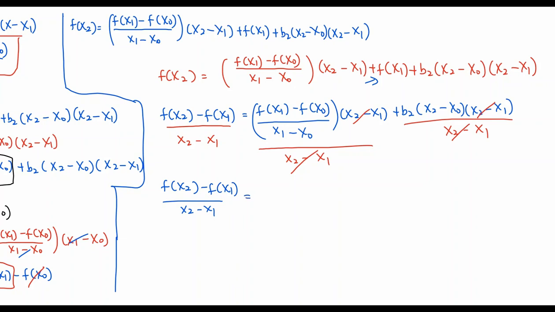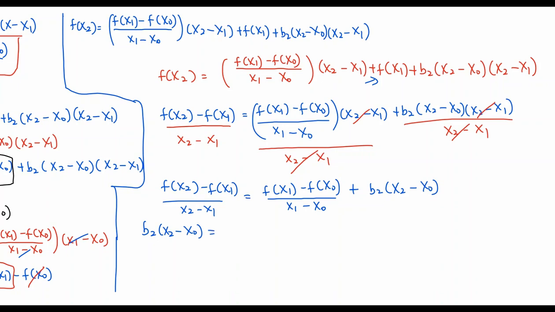and then this will be equal to f of x1 minus f of x naught divided by x1 minus x naught, right? And then this will be added to b2 bracket open x2 minus x naught. Okay, this is what you are going to have. So let me rewrite this. Let me write this as b2 multiplying x2 minus x naught.